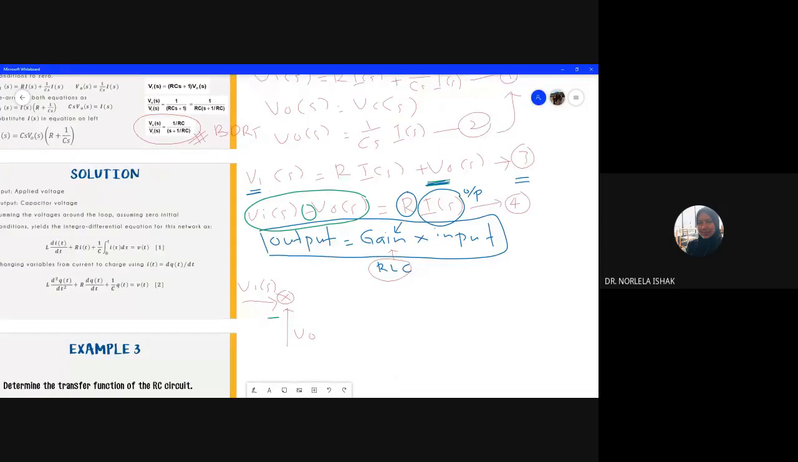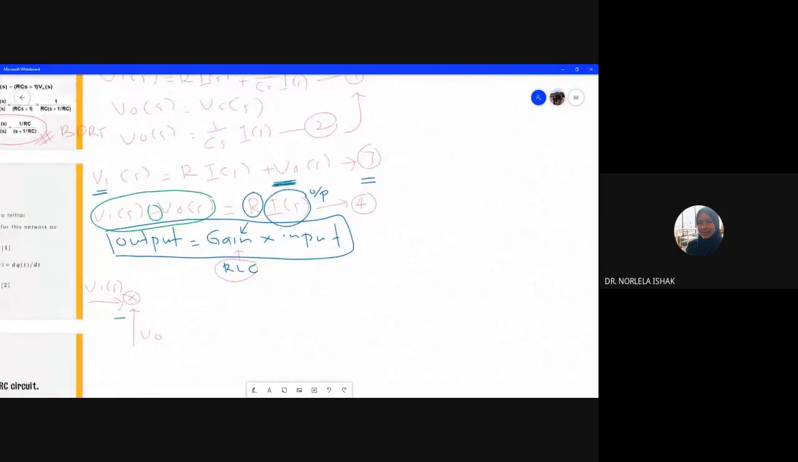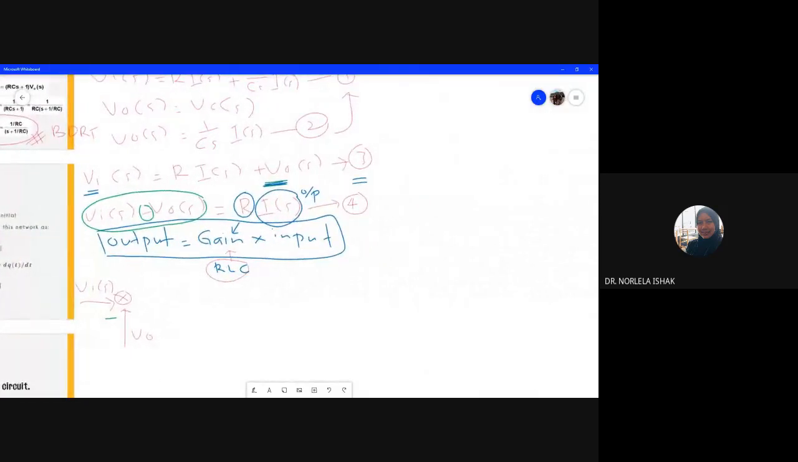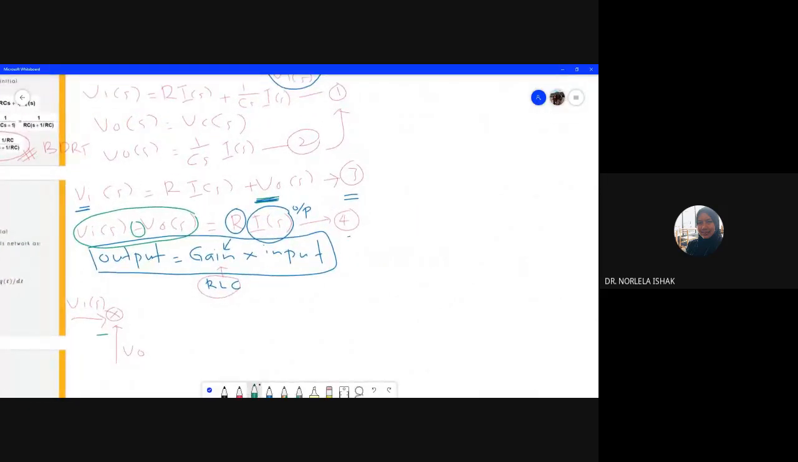Before I forget, you have to rearrange equation number 4 to follow this format: output equal to gain multiplied with input. So you have to rearrange equation number 4 before we draw the block diagram. How to derive the equation? Derive equation number 4.